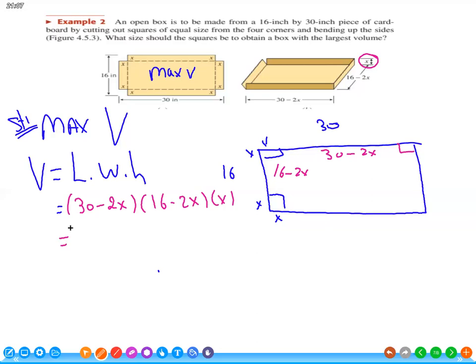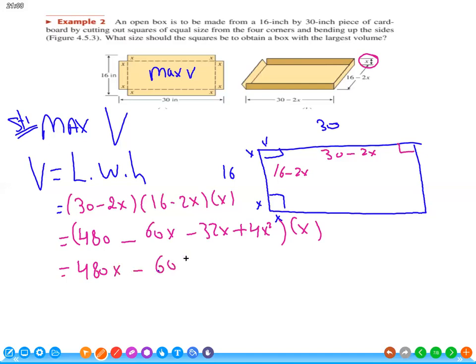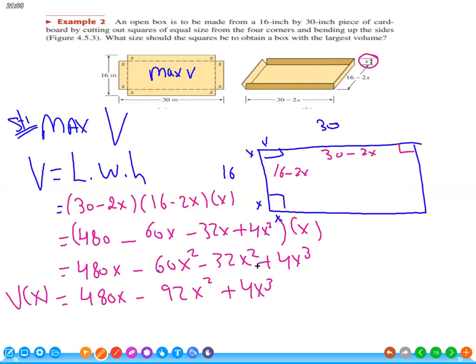Here, the function is already in terms of one variable, which is x. Okay? No need to find a relation between x and y. Expand, we multiply by the distributive property: 480 minus 60x minus 32x plus 4x squared, all multiplied by x. So it will be 480x minus 60x squared, minus 32x squared, plus 4x cubed. Simplify: 480x minus 92x squared plus 4x cubed. This is the function in terms of x.